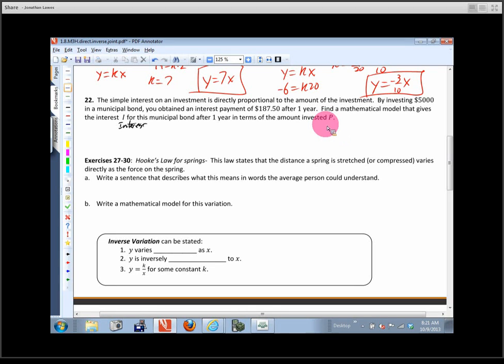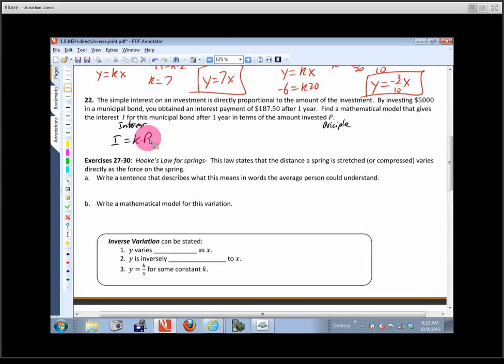The money that you put in an account, that you loan to somebody or that you take out a loan for, is called the principal. It's just a fancy name that means the amount of the loan or the amount of the investment. So the interest is directly proportional to the amount of the investment, so the interest is directly proportional to P. I equals K times P.